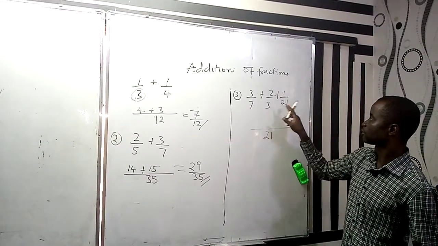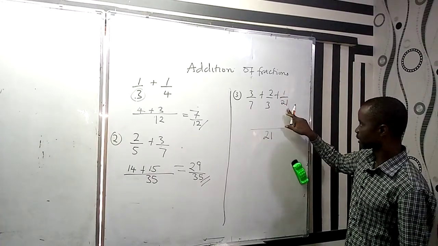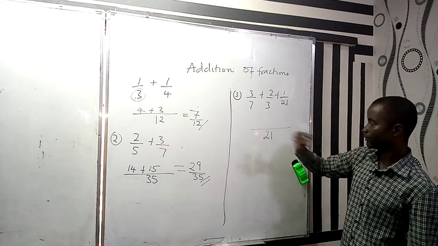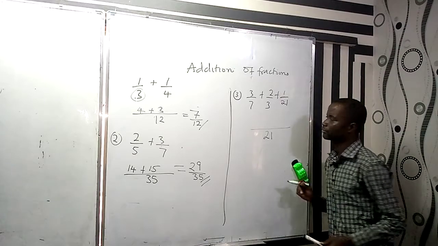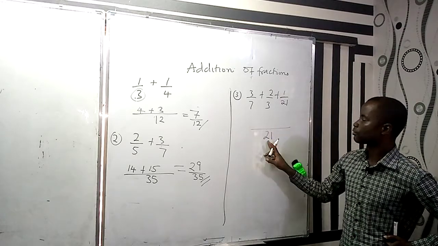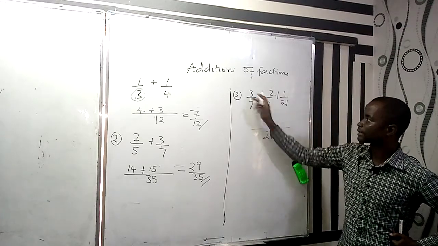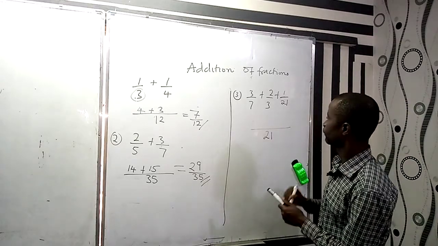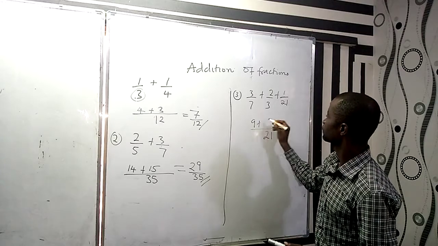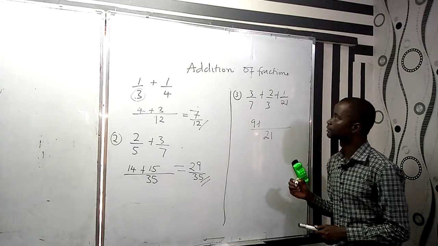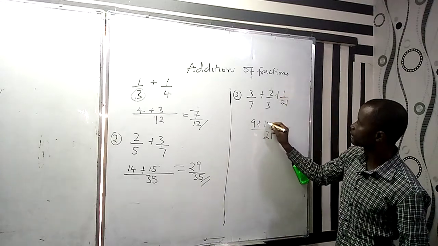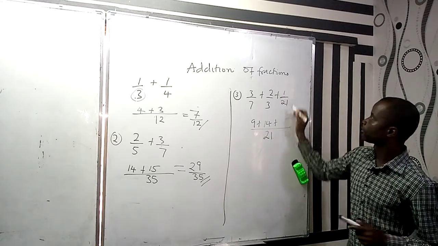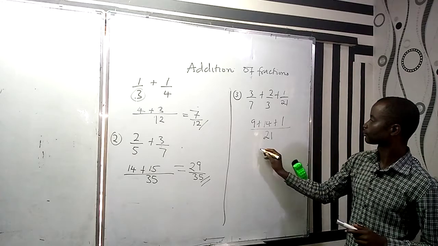Because 3 can divide 21, 7 can divide 21, and 21 can divide 21, okay? The LCM is 21. You now find 7 in 21 is 3 times. 3 times 3 is 9. Plus 3 in 21 is 7. 7 times 2 is 14. Plus 21 in 21 is 1. 1 times 1 is 1.